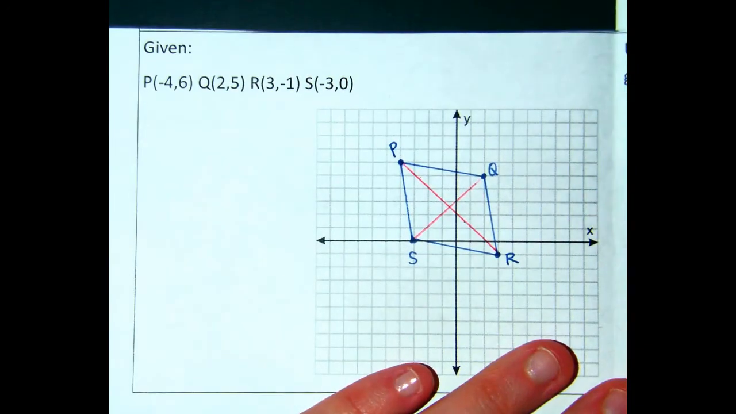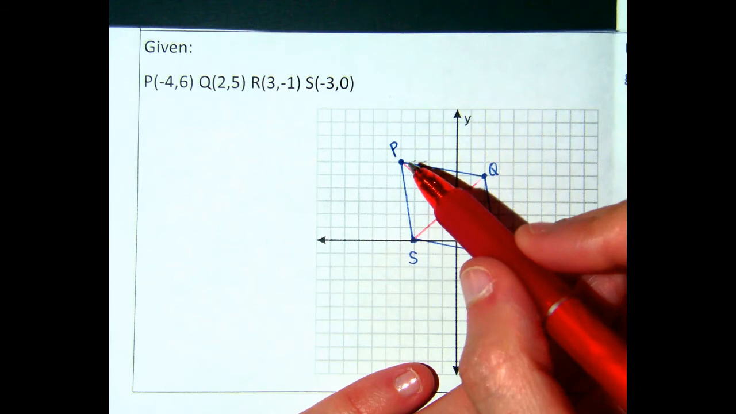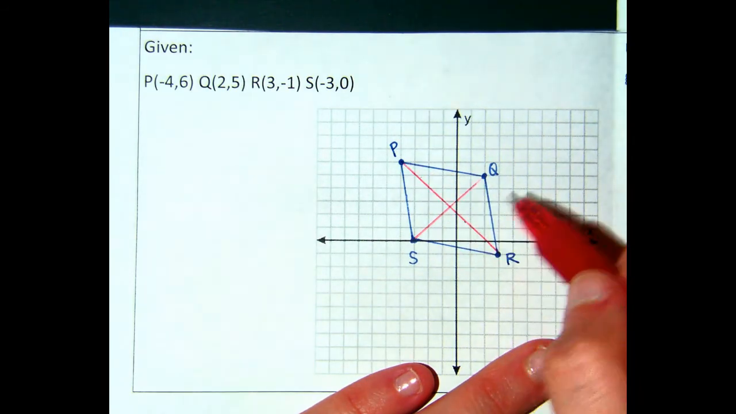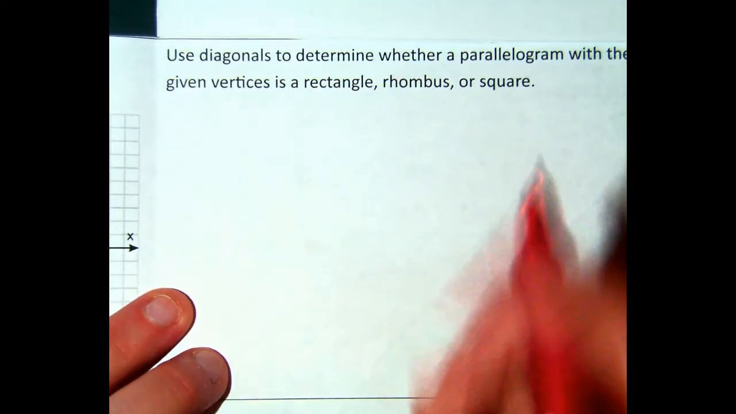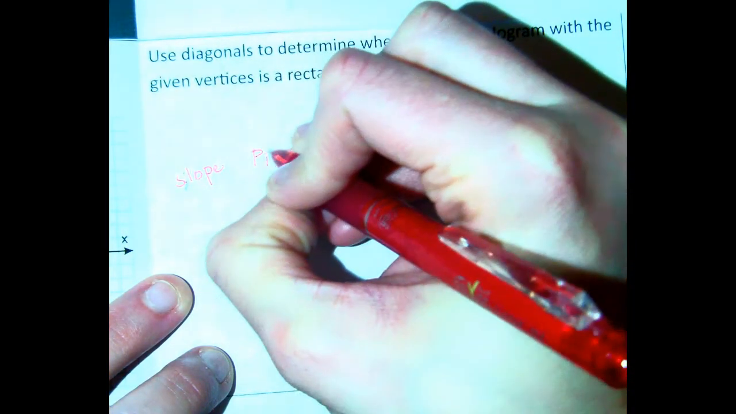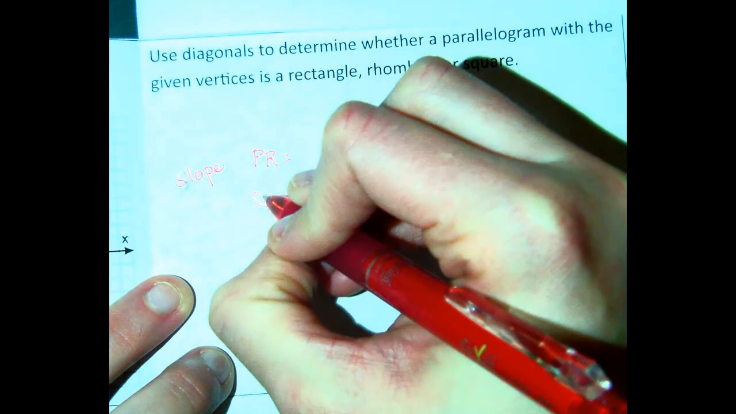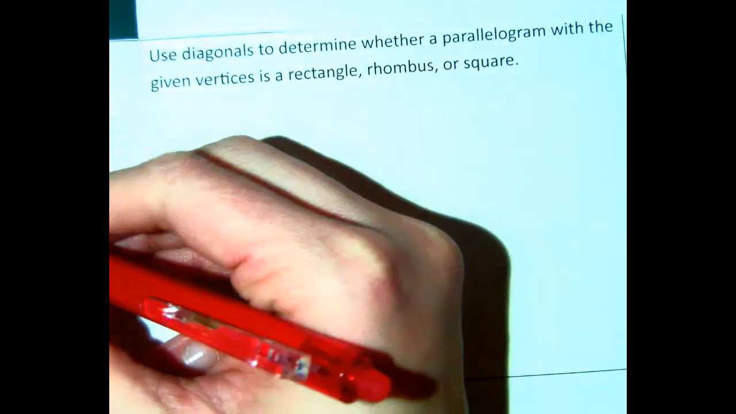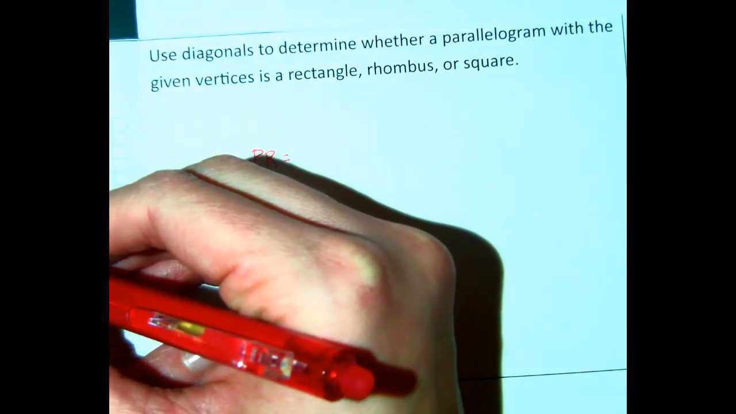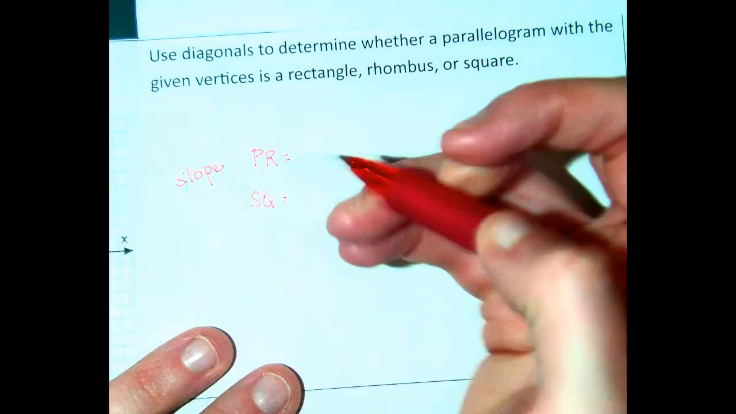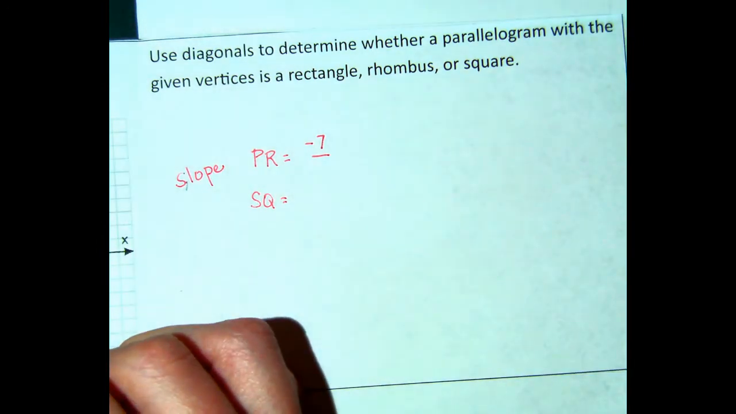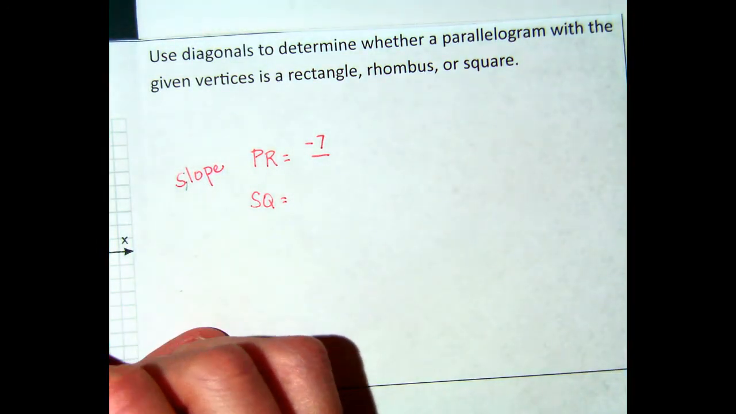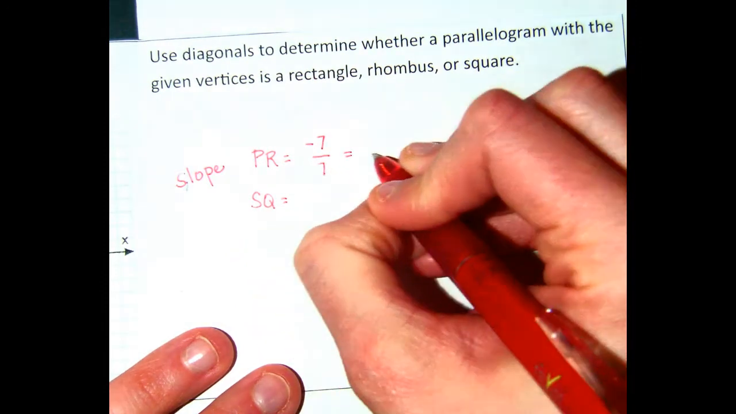So that's what we're actually going to find, the slope. So we're going to find the slope of the diagonals, the slope of PR, and then the slope of QS or SQ. I'm going to write that down so we remember that's what we're finding. We're finding slope, the slope of PR, and in a minute the slope of SQ or QS. Okay, PR. I'm going to go down 7, and over 1, 2, 3, 4, 5, 6, 7, which reduces to negative 1.